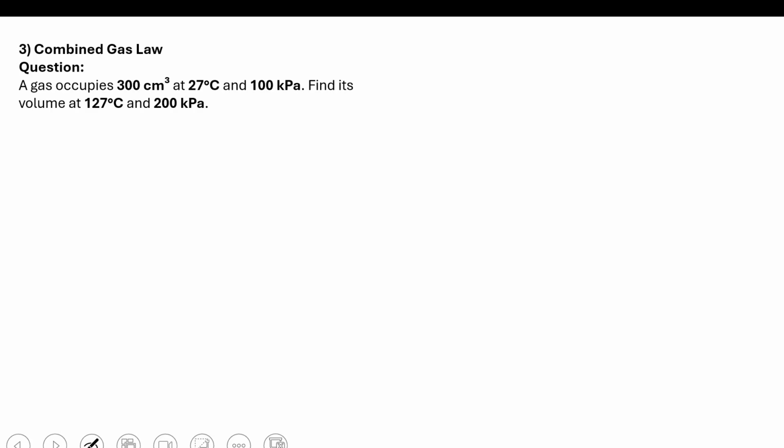Okay, so we have a combined gas law question. A gas occupies 300 cm cubed at 27 degrees C, 100 kilopascal. Find the volume at 127 degrees C and 200 kilopascal, right? Okay, so this is the combined gas law: P1 V1 over T1 is equal to P2 V2 over T2, right?